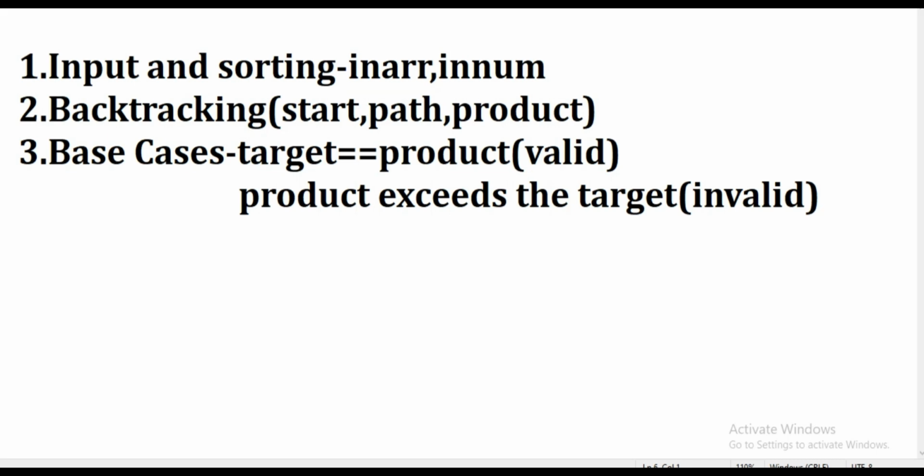And the fourth step is the recursive exploration. As all of you know, what is the recursion process? The function explores the numbers in the sorted array starting from the given index. For each number added to the current combination, multiply it with the current product, and recursively explore further by calling the function again. Once done, remove the last added number to backtrack and explore other options.